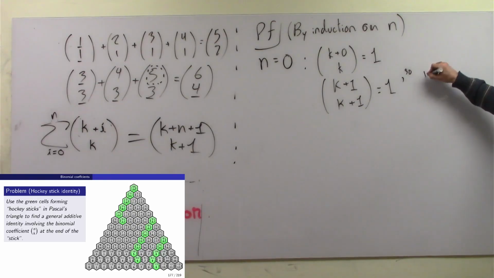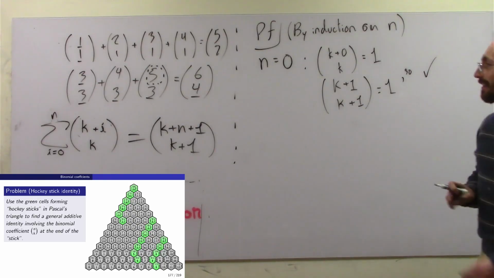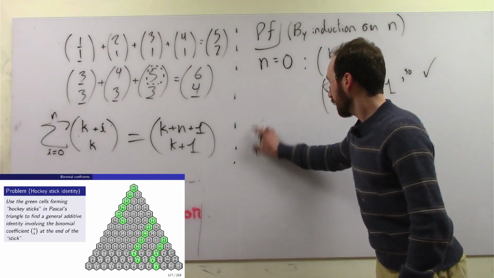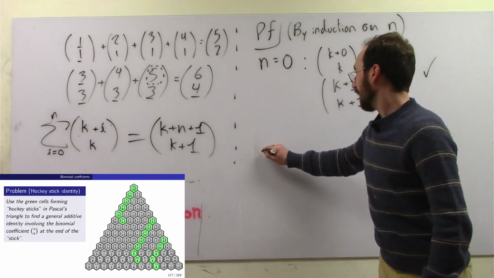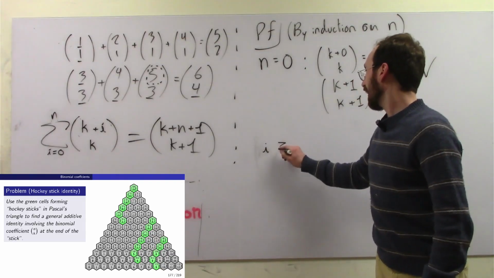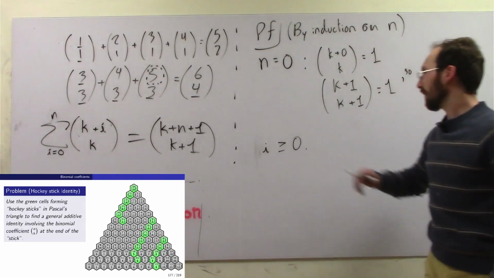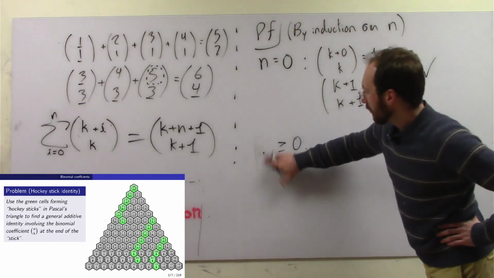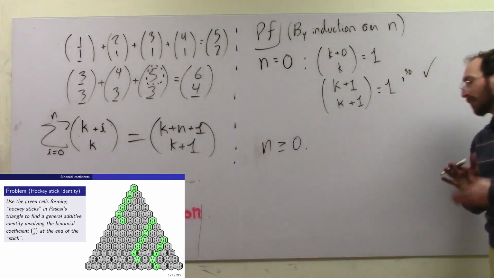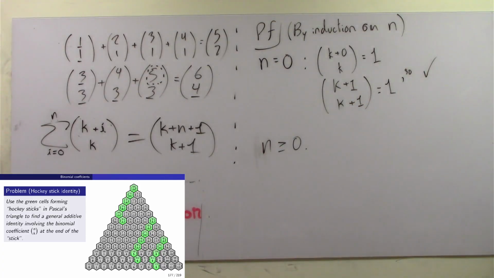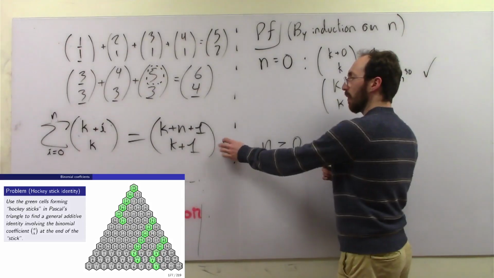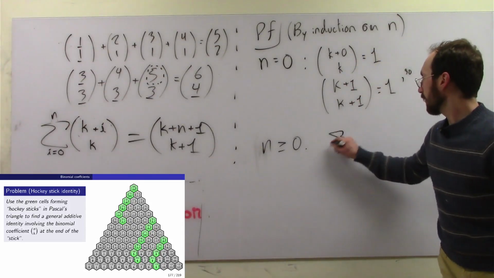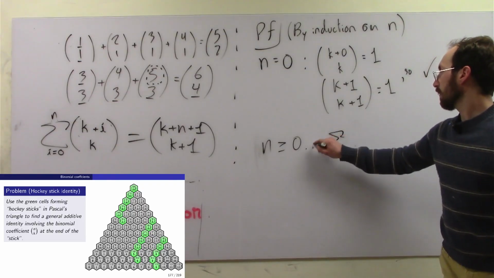So we're good. Awesome. Now let's let n be at least 0. And let's assume that this holds for n. Let's just assume this holds.